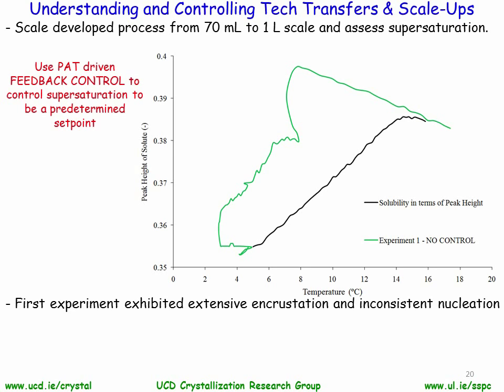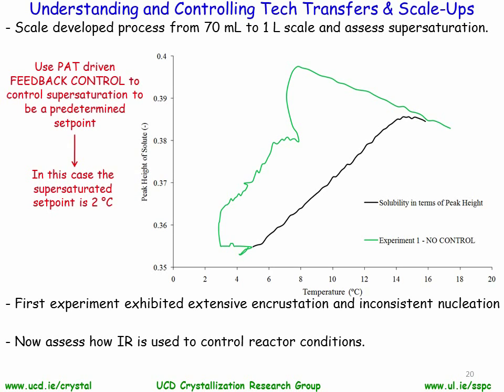So what we wanted to do was use mid-IR as a feedback control tool via the LabMax iControl software platform to maintain supersaturation throughout the batch at, let's say, a predetermined value of 2 degrees, maintaining a metastable zone width of 2 degrees C as we desupersaturate our batch. In this case, as I mentioned, our set point is 2 degrees C, as this was deemed favorable from previous EasyMax supersaturation experiments. So now let's look at our IR feedback control conditions.